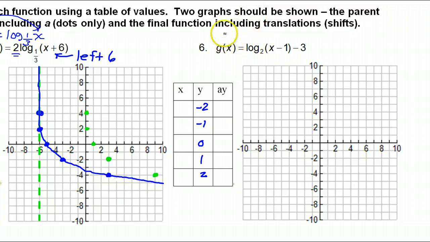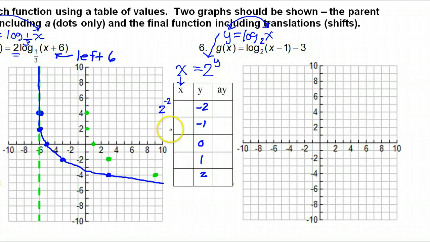The parent function here is y equals log base 2 of x. So in exponent form, you start with the base of 2. The y and the x change sides. So I'm going to have x equals 2 to the y power. So that means I can find these x's by doing 2 to the y power.